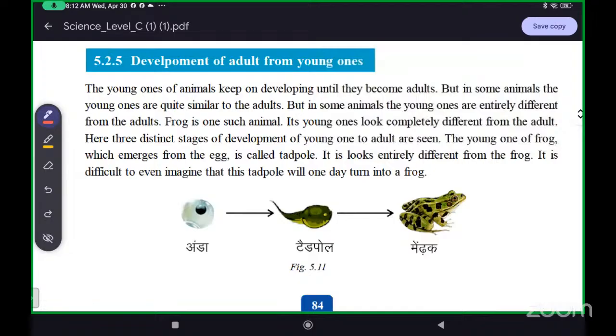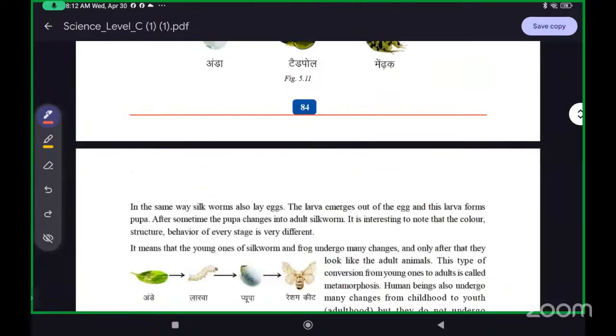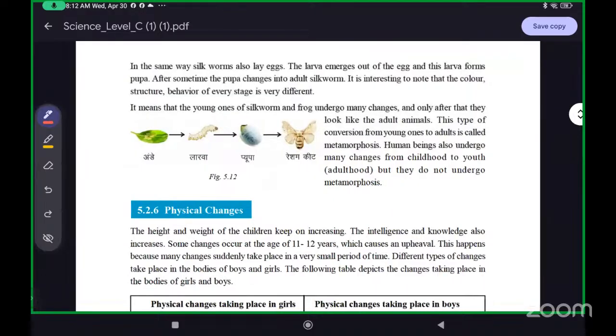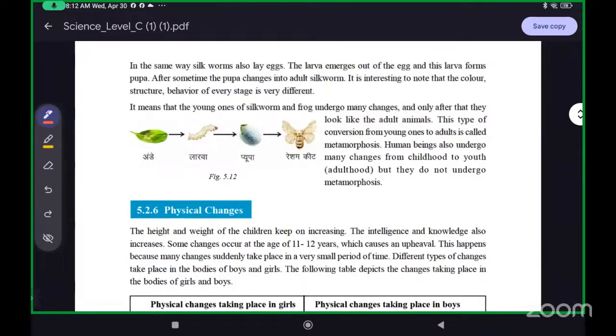The young one of the frog, which emerges from the egg, is known as a tadpole. It looks entirely different from the frog. It is difficult to even imagine that this tadpole will one day turn into a frog. In the same way, silkworms also lay eggs. The larva emerges out of the egg, and this larva forms a pupa. After some time, the pupa changes into an adult silkworm. It's interesting that the color, structure and behavior at every stage is very different.